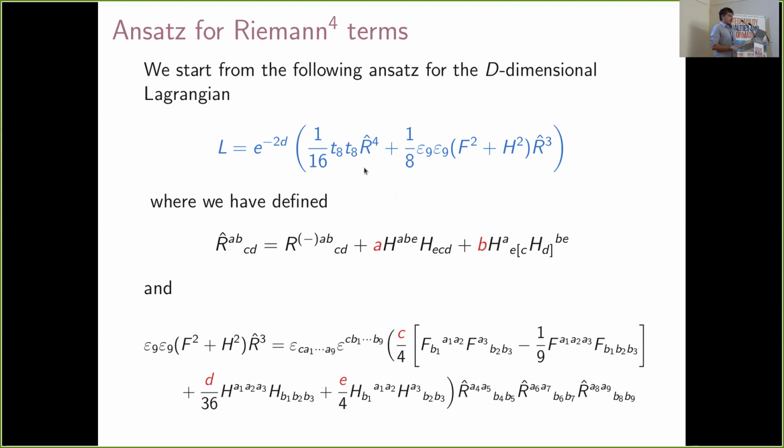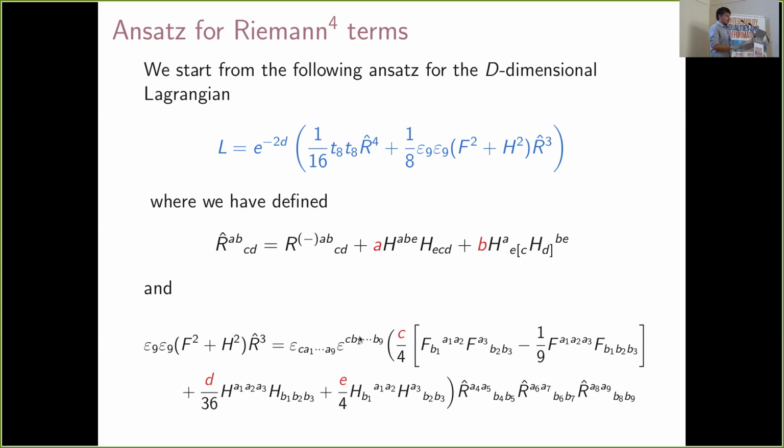I'll generalize it a little bit by including in this R to the fourth also some things quadratic in H, which have the same structure. It turns out to be useful. So I put a coefficient A and B here, some things quadratic in H. And then here you see that I wrote epsilon 9, some F squared R cubed. So I removed the total derivative piece to explicitly show that this term is of fifth order in fields. And this F squared, so explicitly, this term stands for this.